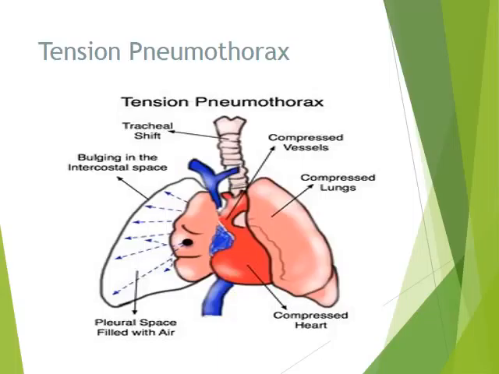So remember, the air gets into the pleural space and there's nowhere for it to escape. So it's going to cause compression of the heart and lungs, and then it's going to shift the trachea and also cause compression of the vessels.